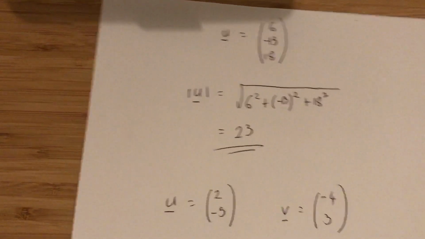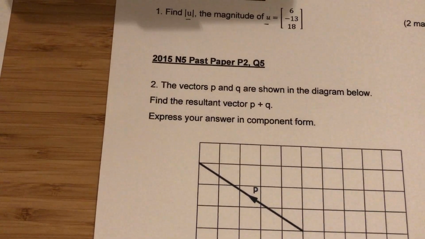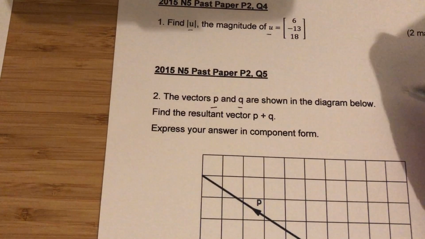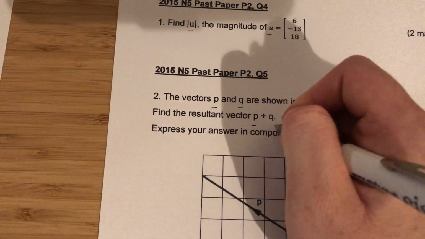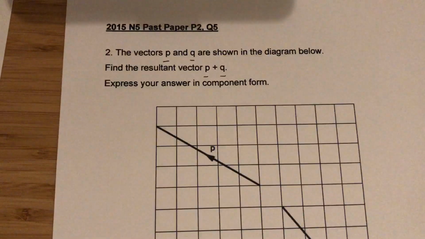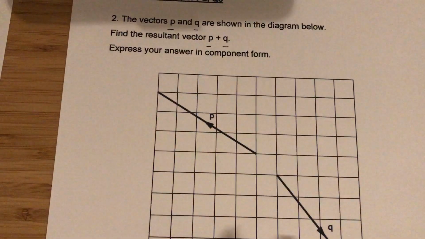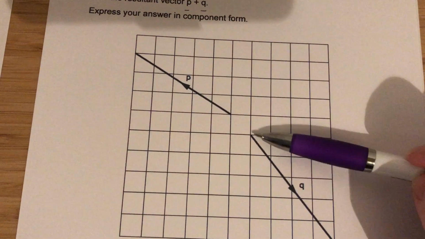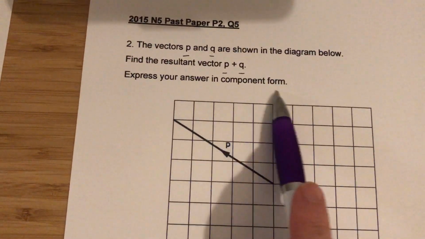Right, I'm going to do one more here. This one, slightly different. We're asked for the resultant again. This is from the 2015 paper. The vectors P and Q are shown in the diagram below. Find the resultant of P plus Q. So this time we're not being given it in component form, we've actually been given a diagram of these here. Express your answer in component form.